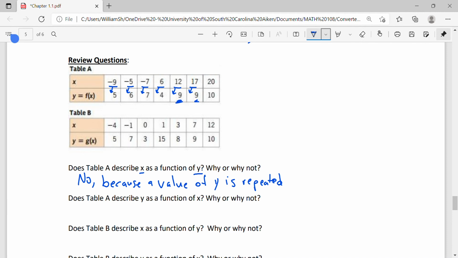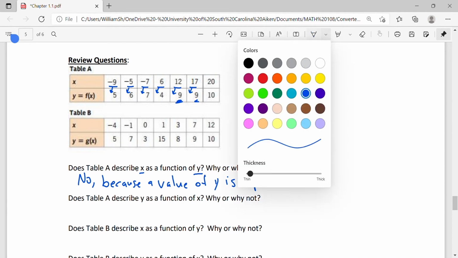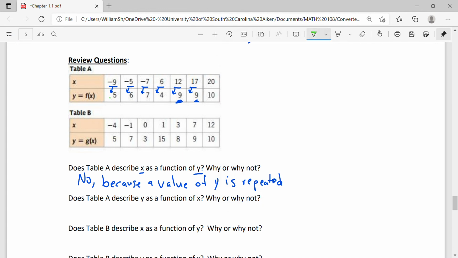Okay. Now, if we look at it the other way, it says, does table A describe y as a function of x? So what we'll do here is we'll go the other direction. This is important. Just because x isn't a function of y doesn't mean y isn't a function of x. You have to look at them both individually.